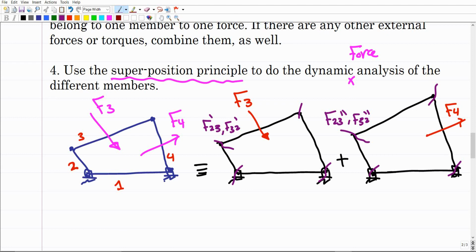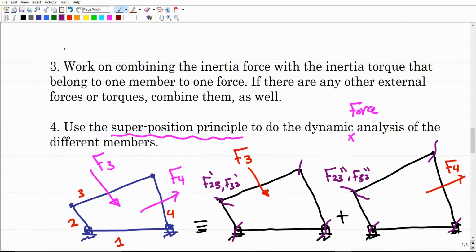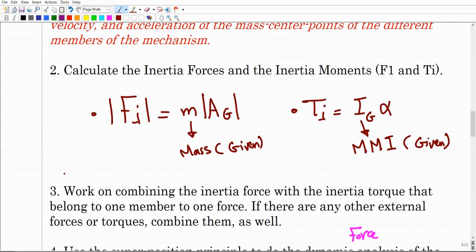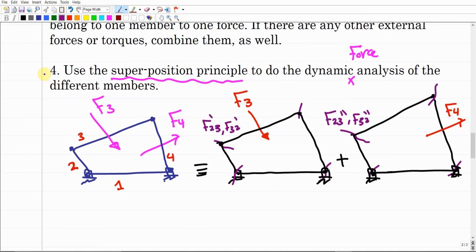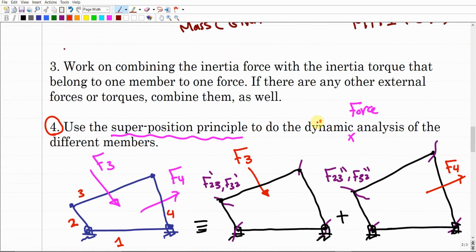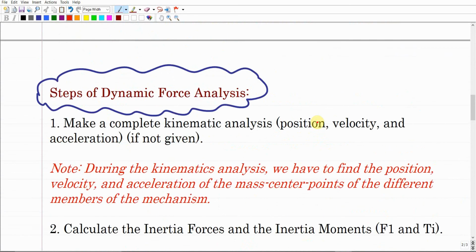Make sense? So this is the general procedure, and as you can see, all the previous three steps initiate the process. The physical force analysis part is going to be the fourth step using the superposition principle. This is going to be very clear when we consider the next example. Make sense?